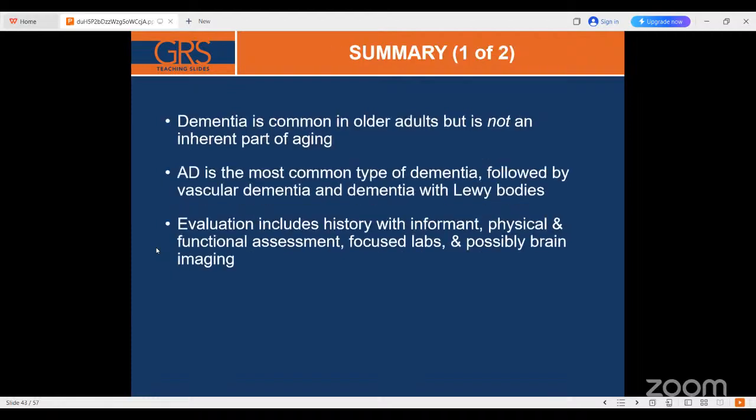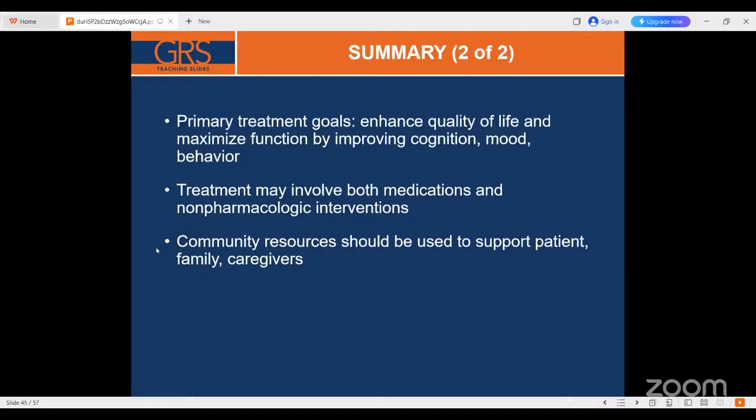So for summary, these are the last two slides. Dementia is common in older adults, but it is not an inherited part of aging. Alzheimer's disease is the most common type of dementia, followed by vascular dementia and dementia with Lewy bodies. Evaluation includes history, physical examination, functional assessment, focused labs, and possible brain imaging. Primary treatment aims to enhance quality of life, maximize function, and improve cognition, mood, and behavior. Treatment may involve both medication and non-pharmacological approaches, and community resources should be used to support the patient, family, and caregivers.